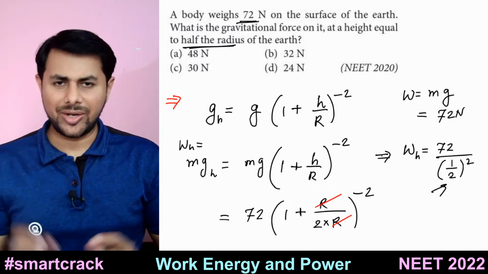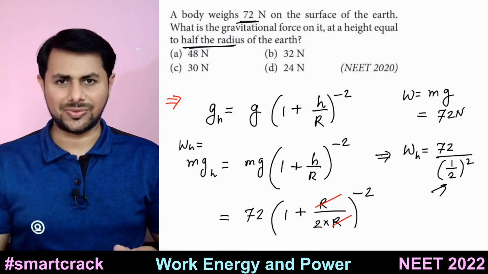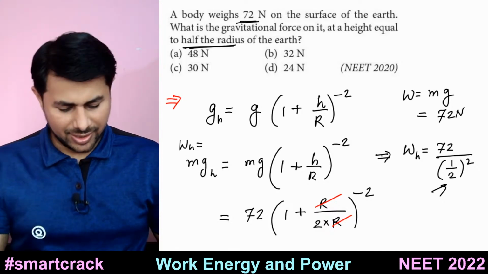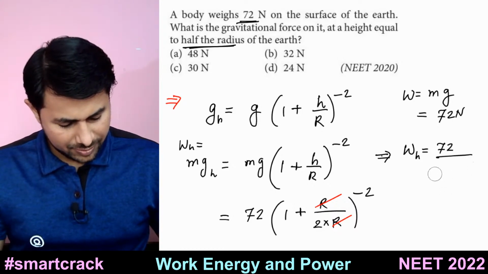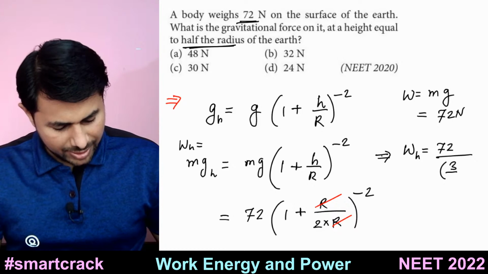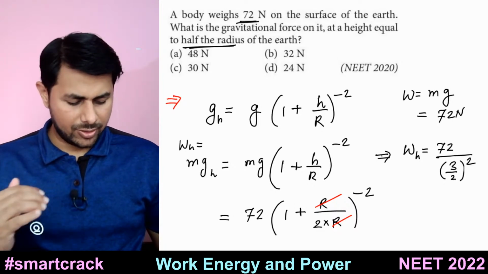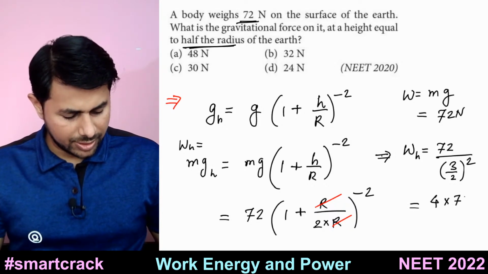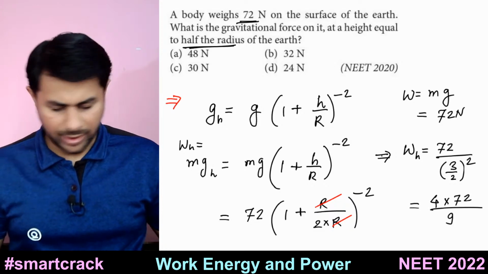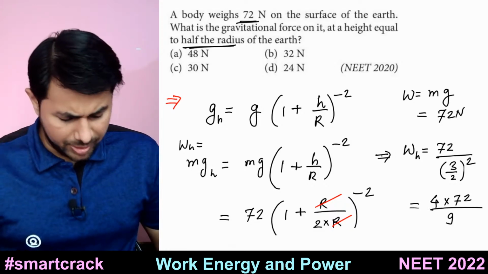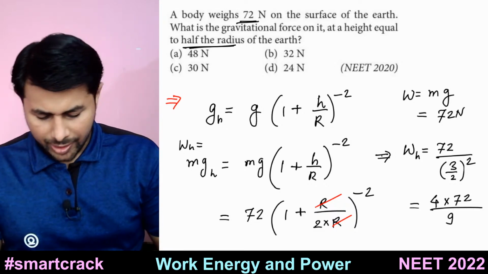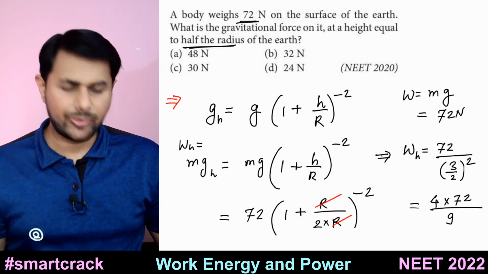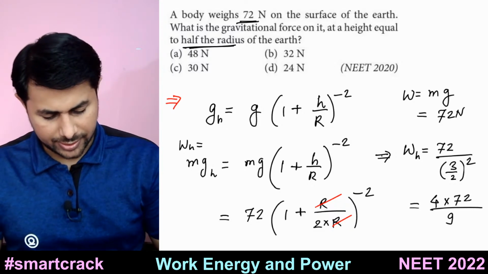So it will be 1 plus half raised to minus 2. That is 1 plus half is 3 by 2 raised to minus 2. We take it in the denominator. So we get 3 by 2 squared, then 2 squared goes in the numerator. So 2 squared is 4. We have 4 times 72 divided by 9. Sometimes those mistakes of plus and minus happen. Anyways, 72 divided by 9 gives me 8. 8 times 4 gives me 32. So 32 is the answer.